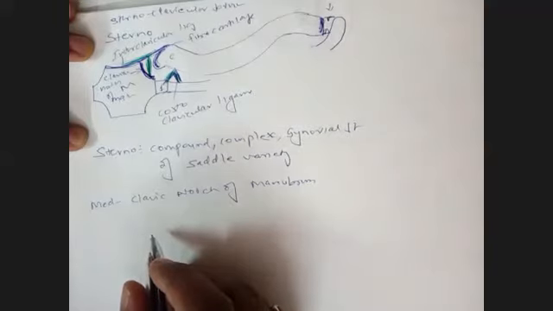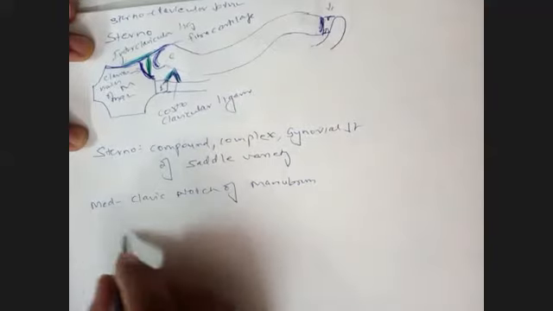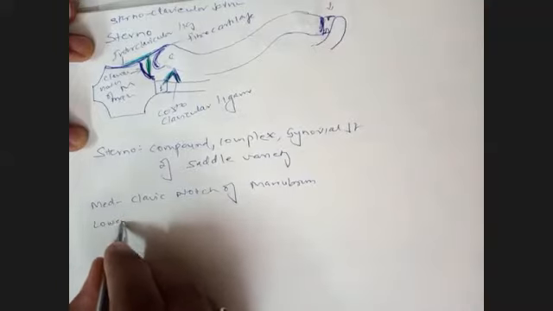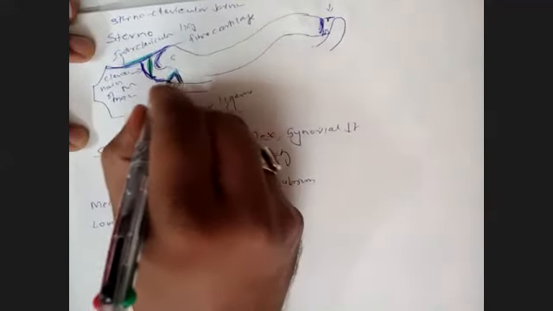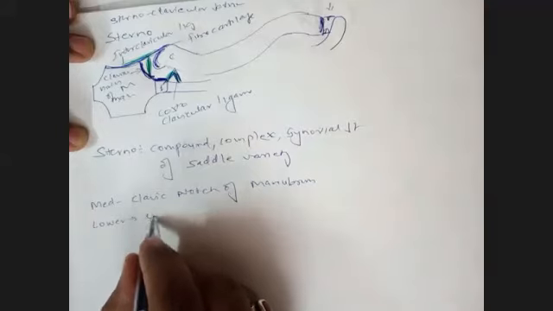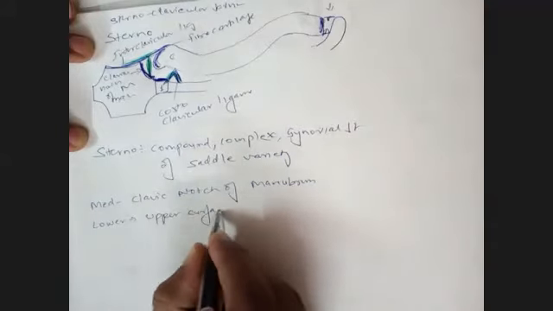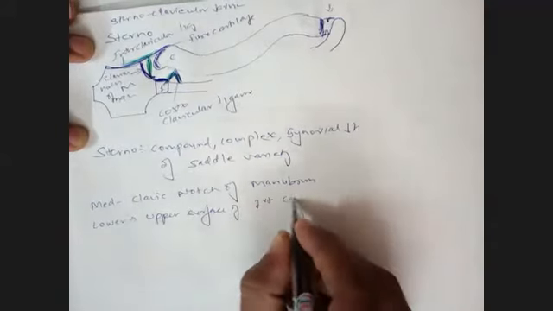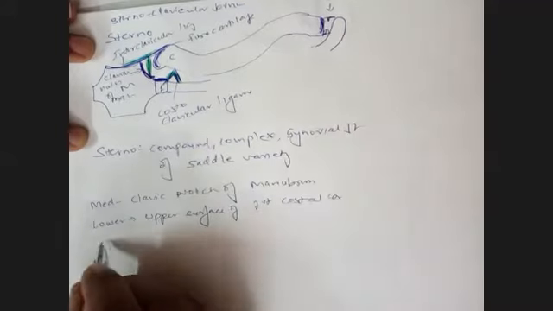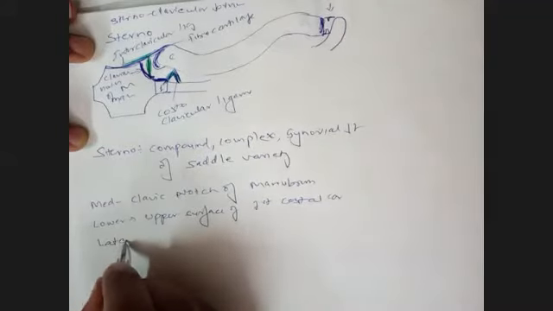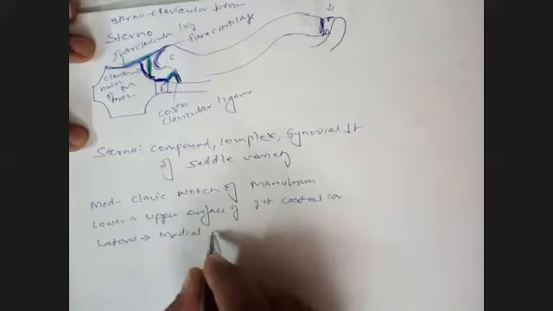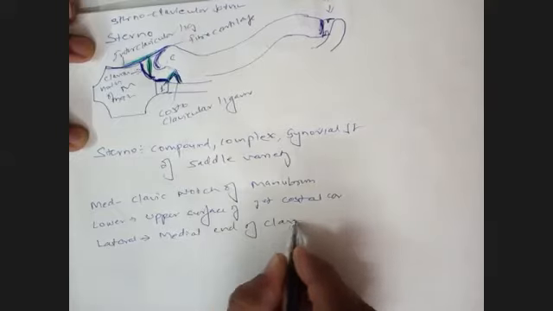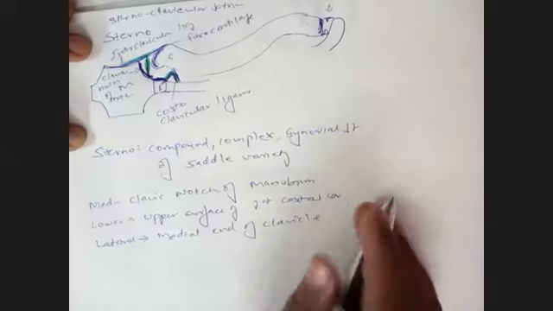So this is the clavicular notch of manubrium sterni. Then lower is the upper surface of the first costal cartilage, and laterally and superiorly is the medial end of the clavicle. So these are the articulating surfaces.